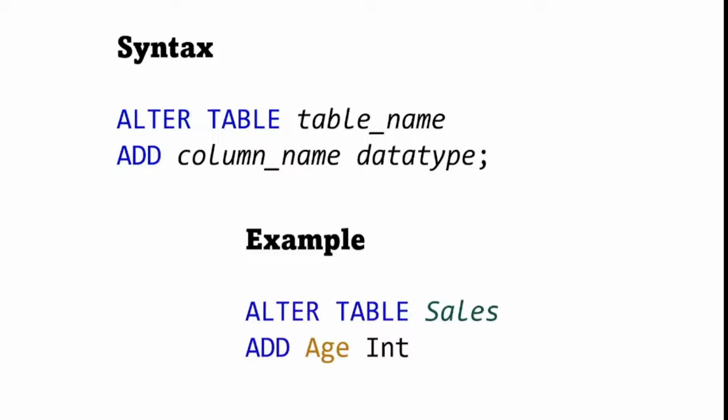Firstly I will write alter table, then my table name is sales, and after that I will use the add keyword because we are adding one column here. And in yellow color guys, this is the new column name which I want to create, which is age. And after that I have defined the data type, which is integer. And now let's execute the same query in SSMS.